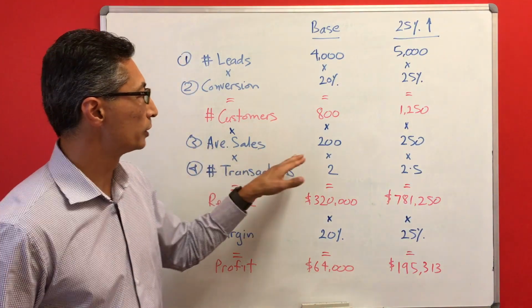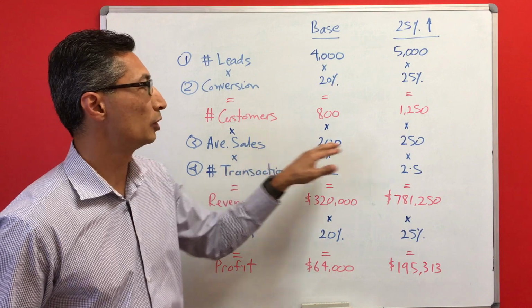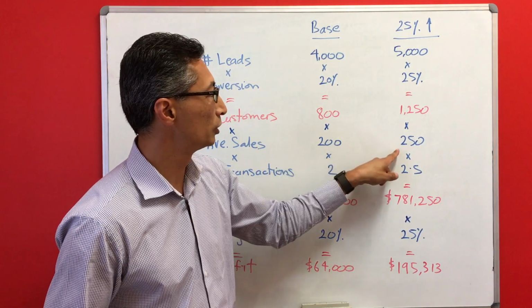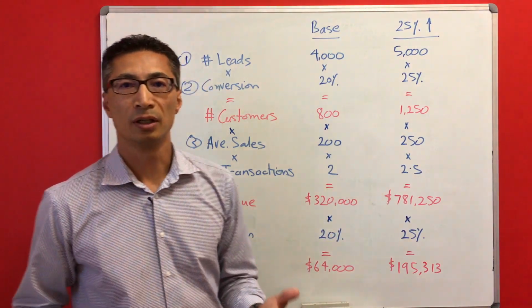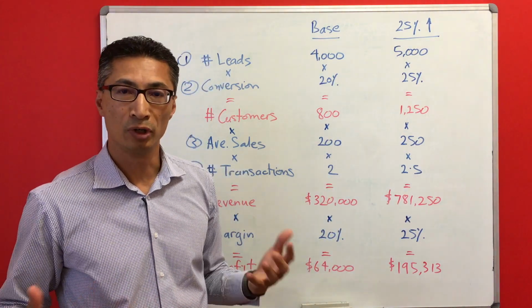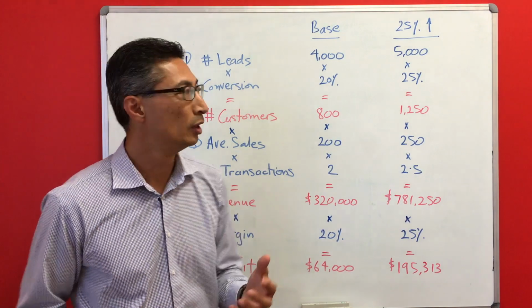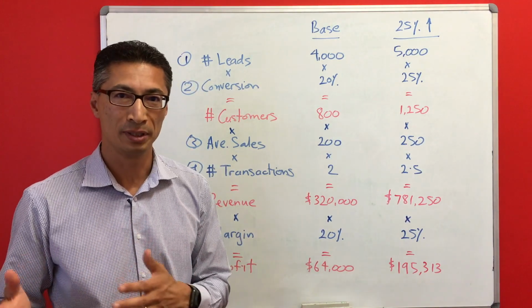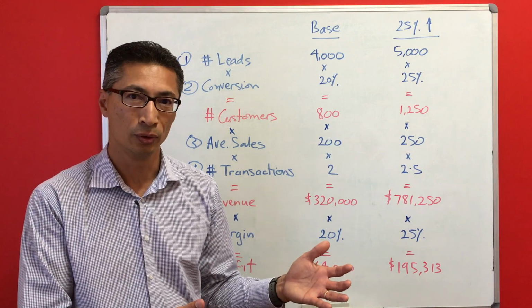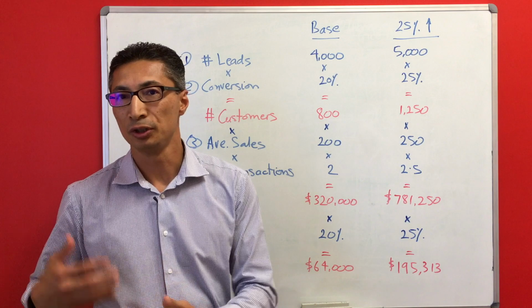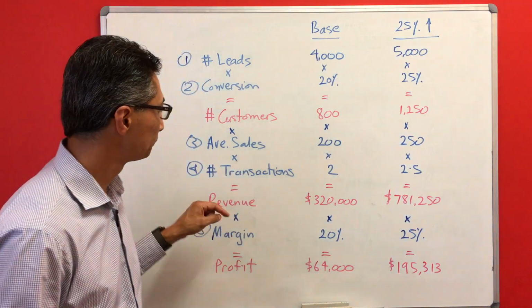Then we look at how to improve the average dollar sale. In this case, we've increased it by 25%, from $200 to $250. That could be things like increasing your price, or repackaging and bundling products. There's a whole range of things you can do, and once again, it depends on the business. If you're a retailer, you'll use certain strategies. If you're a tradesperson, you'll use different strategies.